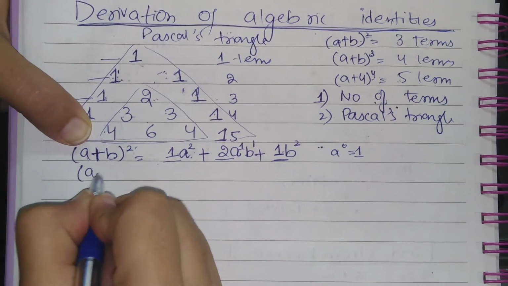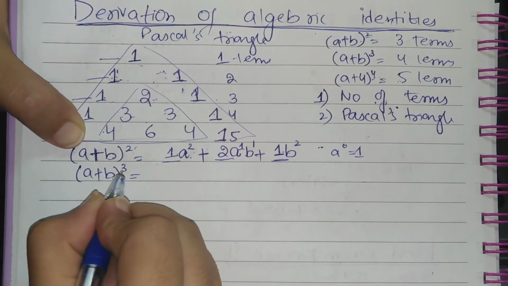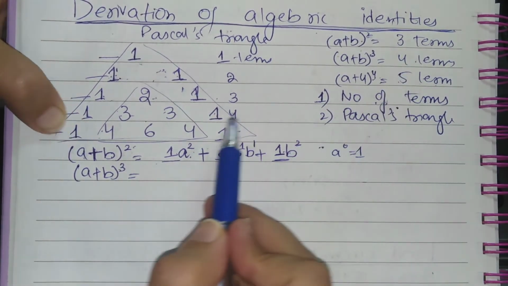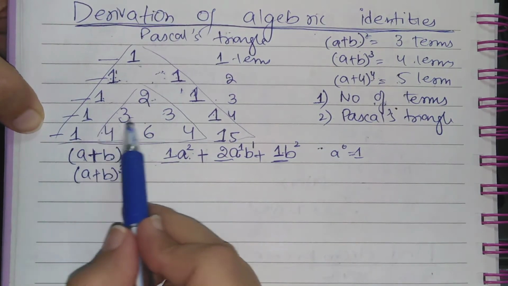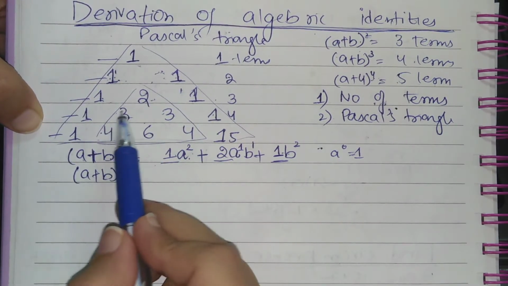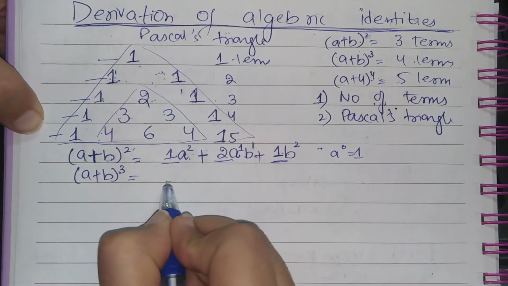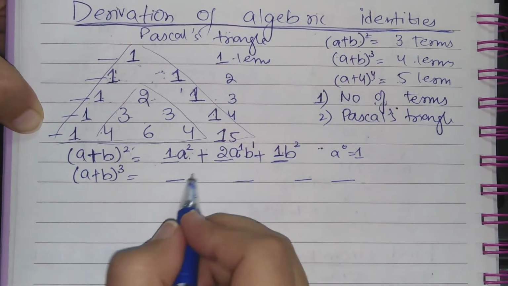So let's take another example. A plus b whole cube. As the power is 3, there will be 4 terms. Check in Pascal's triangle in which row there are 4 terms. In this row there are 4 terms. So write down the coefficients. These will be the coefficients: 1, 3, 3 and 1.